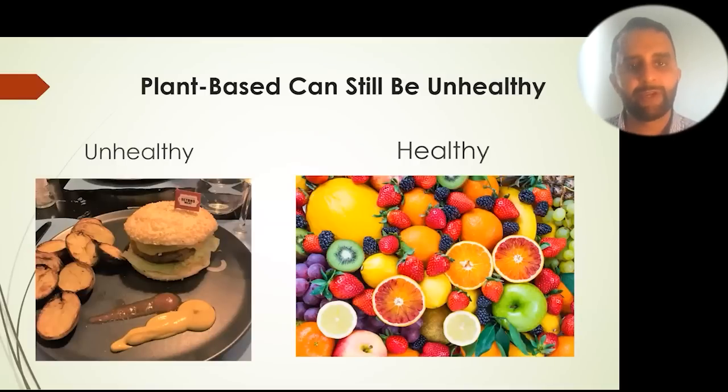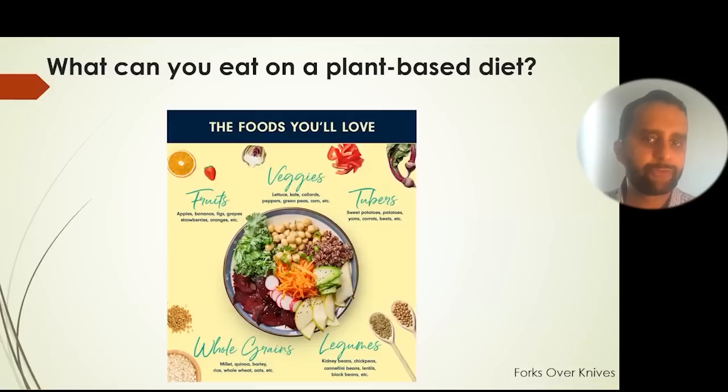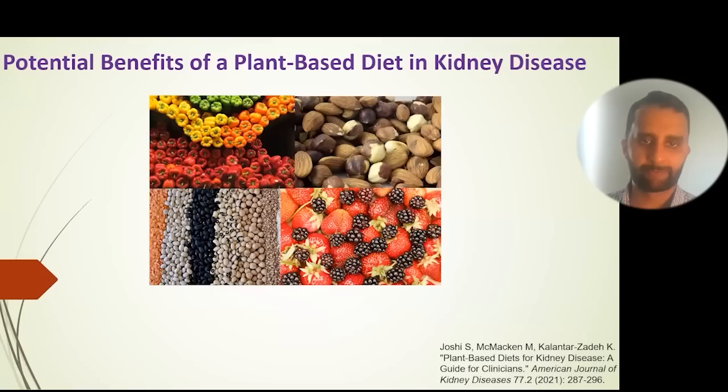Plant-based diets can still be unhealthy. An unhealthy plant-based diet could take the form of French fries or fried potatoes and a burger. A healthy plant-based diet emphasizes the consumption of healthy, unprocessed plant foods like fruits and vegetables. There are many things you can eat on a plant-based diet. People often think of these diets as being restrictive, but many of the things that you can eat include fruits, vegetables, tubers, whole grains, legumes, nuts, and seeds, and so on and so forth.